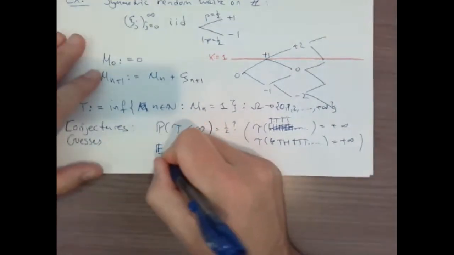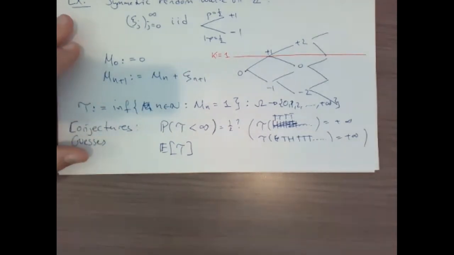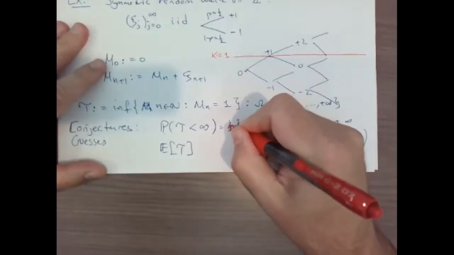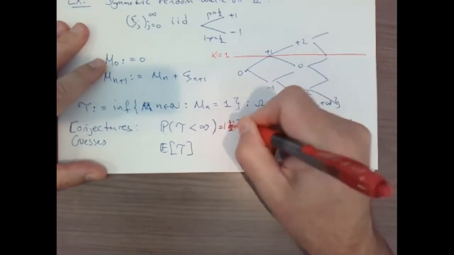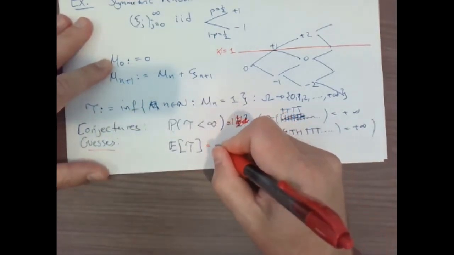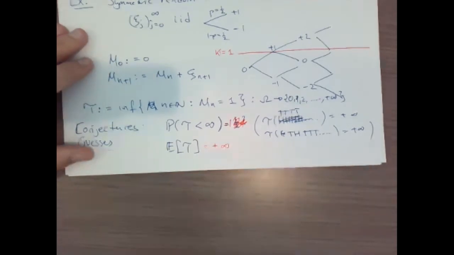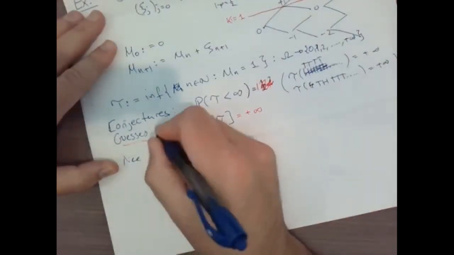What about if I were to compute the expectation? How long would we expect it takes for the process to get up to level 1? So the correct one here is, this is actually 1. And the correct one here is plus infinity. So this is something we need to prove, right? These guesses and conjectures need proofs.